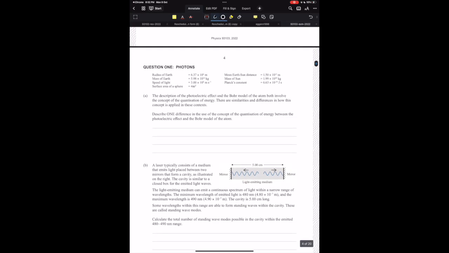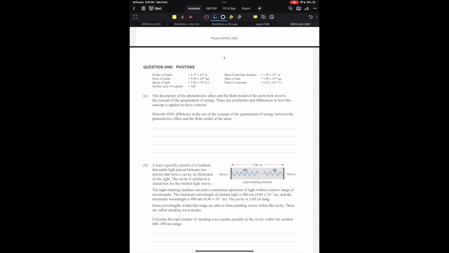Question 1, photons. Part A, the description of the photoelectric effect and the Bohr model of the atom both involve the concept of the quantization of energy. There are similarities and differences in how this concept is applied in these contexts. Describe one difference in the use of the concept of quantization of energy between the photoelectric effect and the Bohr model of the atom. So this is just a matter of understanding of modern physics, which is an internal standard.